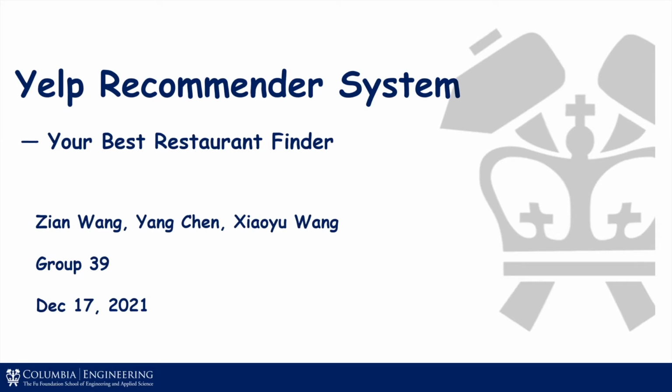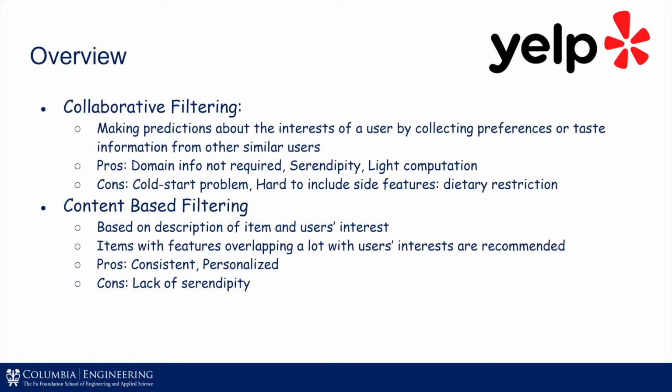Our project is a Yelp recommender system, and we want our recommender system to be your best restaurant finder. Here's an overview of recommendation systems. It's usually done in two approaches. The first one is called collaborative filtering, and the second one is called content-based filtering.